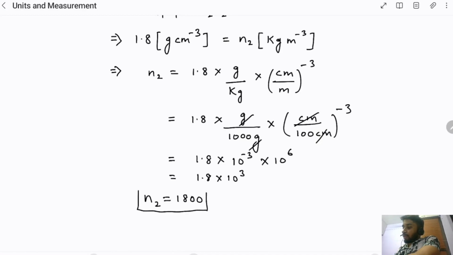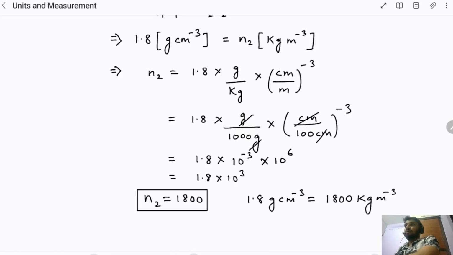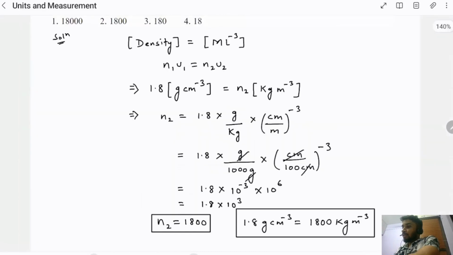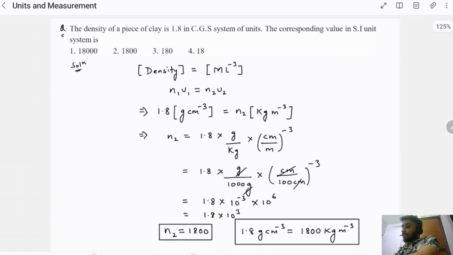Okay, so that means 1.8 gram per centimeter cube is 1800 kg per meter cube, or meter to the power minus 3. Okay, so this is the conversion relation here. So we can clearly see that the correct answer will be the second option.